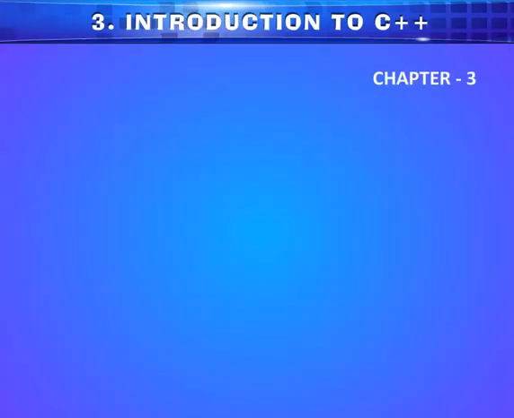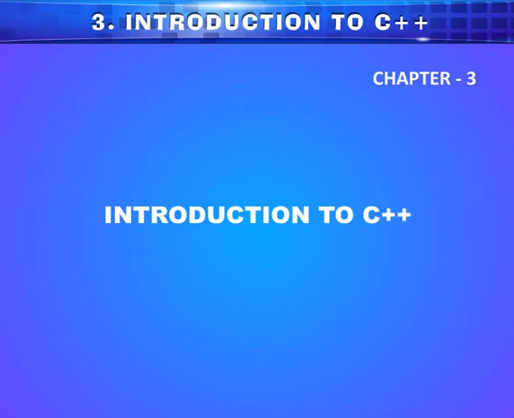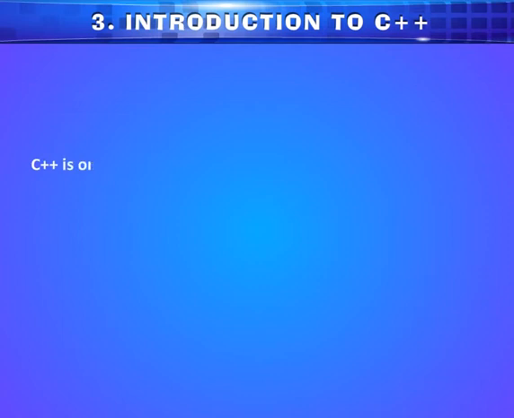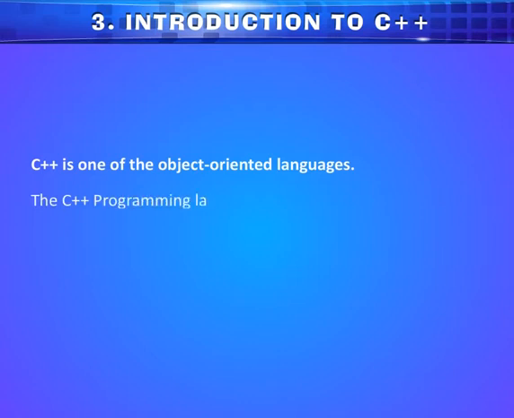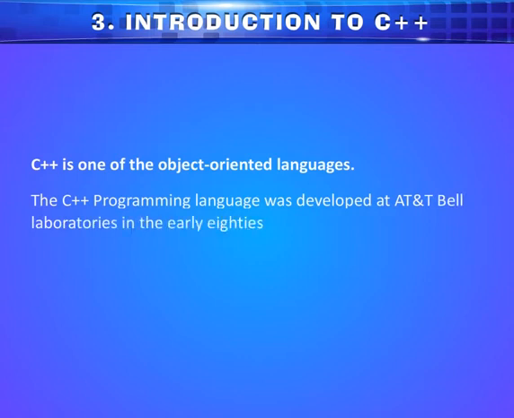Chapter 3: Introduction to C++. C++ is one of the object-oriented languages. The C++ programming language was developed at AT&T Bell Laboratories in the early 80s by Bjarne Stroustrup.